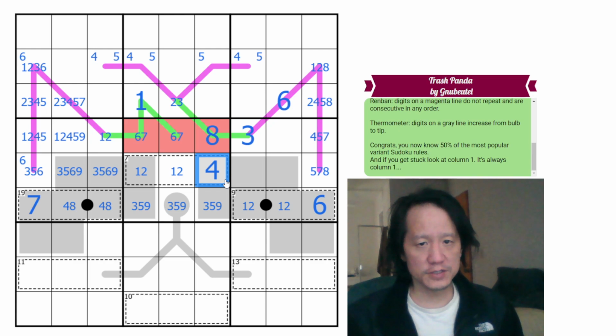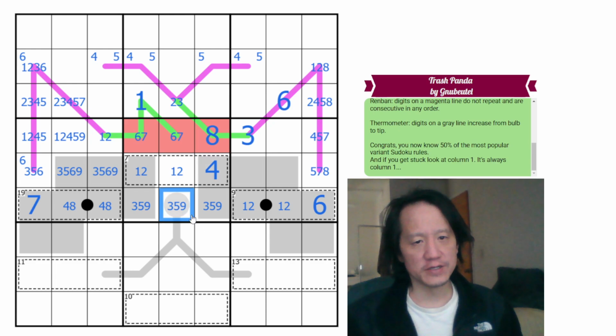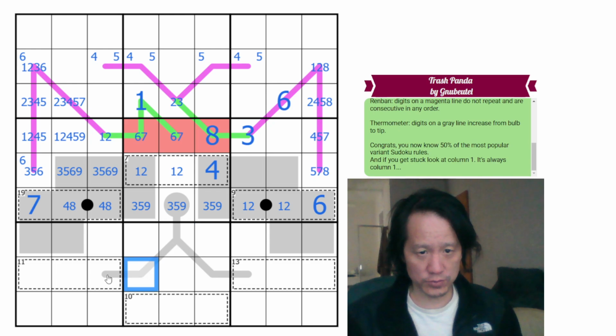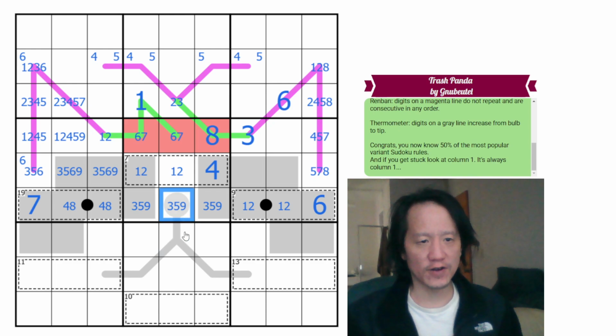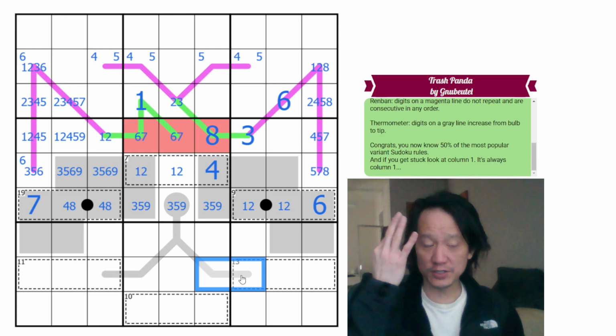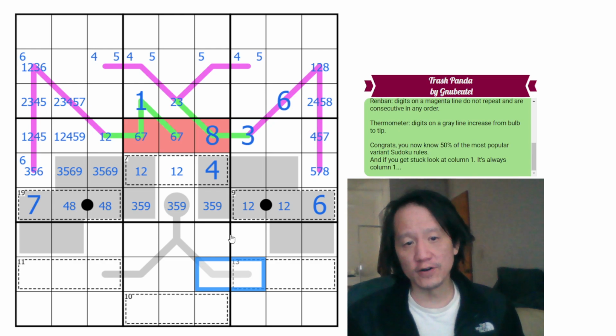We know this is 4, 1, 2, and 6. This cannot be 9, right? Because it's the lowest point of a thermometer. It can't be 5 because there's one digit higher than it. So if this were 5, this would have to be at least 6, and this 6 then would have to have 4 digits that are greater than it, but it only has 7, 8, and 9. Therefore, this can't be 5 and it can't be 9, so it must be 3.